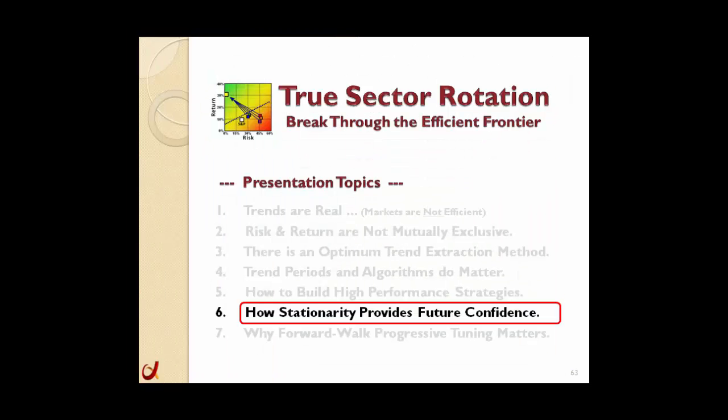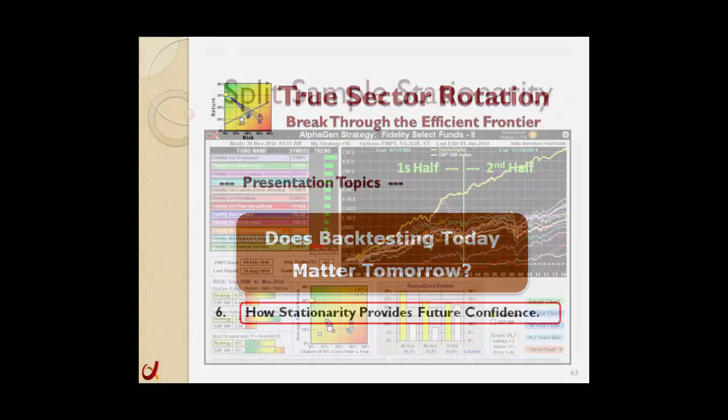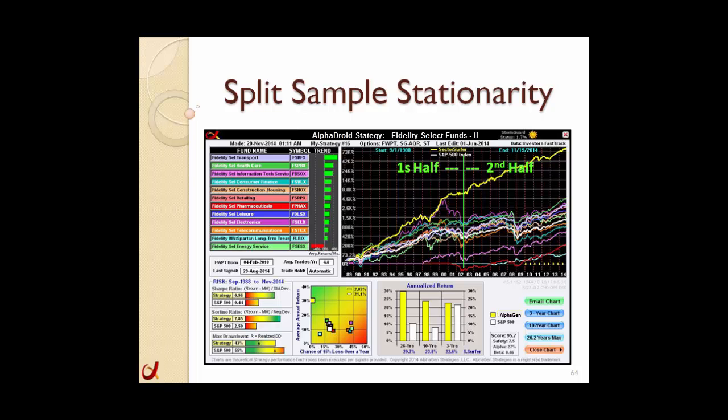I said I'll show you how stationarity provides future confidence. In other words, does backtesting today matter tomorrow? One way to test this is with split sample stationarity. In this strategy, clearly the first half and the second half of the 23-year time interval have dramatically different price performance of the constituent funds. However, if the character of the trend data actually does have stationarity, then we should find that the optimum parameters for each half are the same.